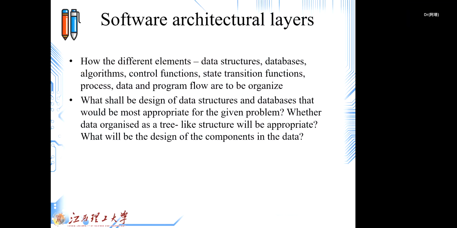The next is the software architectural layer, which shows how the different elements, data structures and databases, algorithms, control functions, state transition functions, process, data, and program flow are organized, and what the design of data structures and databases should be. What should be the most appropriate for the given problem? Whether data organized as a tree-like structure will be appropriate, and what will be the design of components in data.